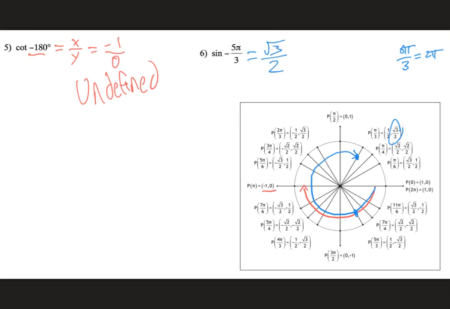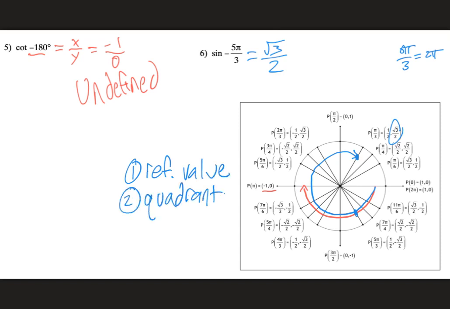The takeaways from this are always going to be to figure out the reference value and then figure out the quadrant and the sign. That will always work for finding unit circle trig values.